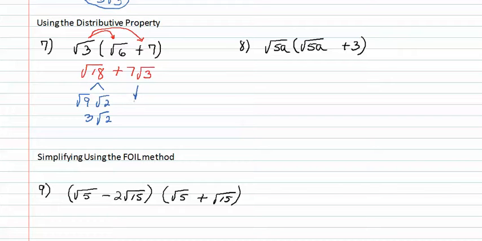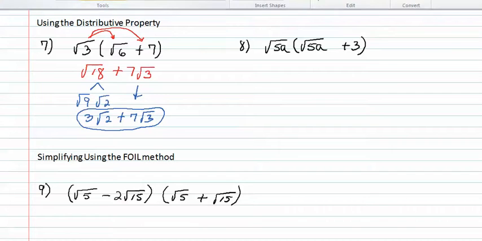I still have this positive 7 radical 3. Can I put the radical 3 and the 2 together? Can I add them together? I cannot. I can't do any more with this problem, so I'm all finished.